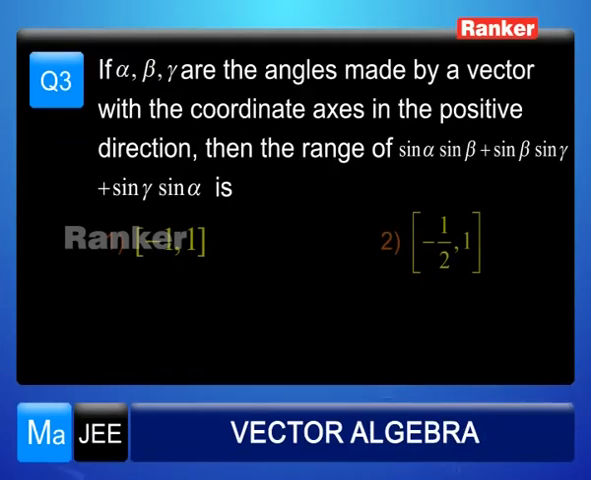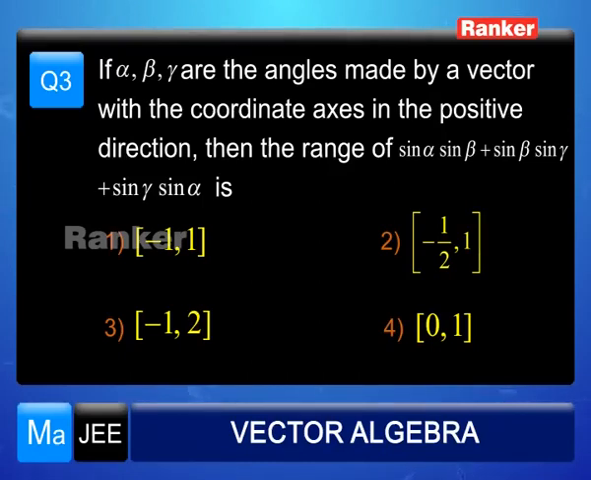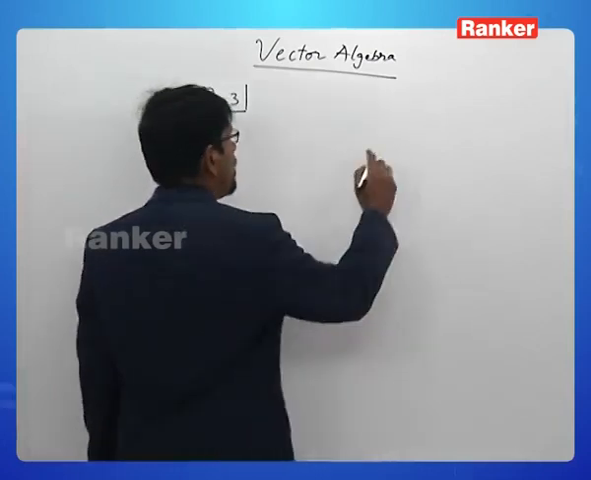Okay, let's move on to the next question. If alpha, beta, gamma are the angles made by a vector with the coordinate axes in the positive direction, then the range of sin alpha sin beta plus sin beta sin gamma plus sin gamma sin alpha is: first option, closed interval minus 1 comma 1; second option, minus half comma 1; third option, minus 1 comma 2 closed interval; and fourth option, closed interval 0 comma 1. Let's have a look at this.